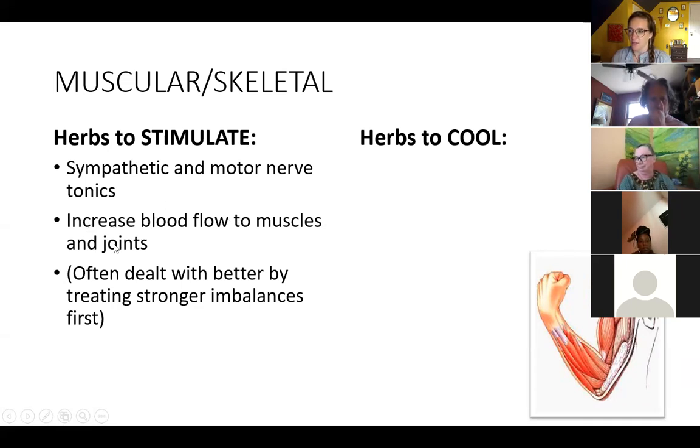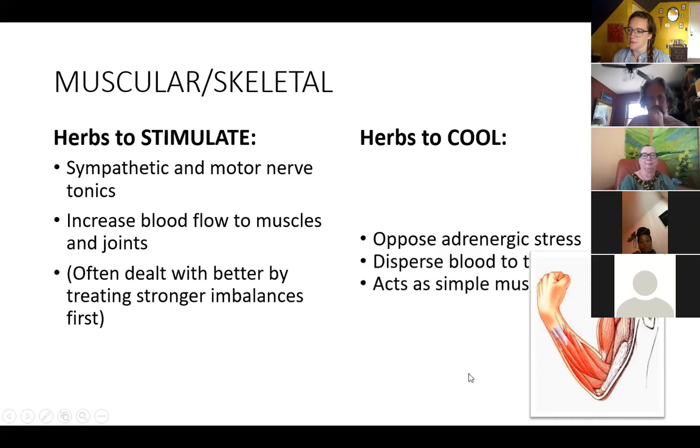Increasing blood flow to muscles and joints. Blood equals life flow. Blood is life. And it's often dealt with better by treating stronger imbalances first. So, yeah, usually something is causing this imbalance to happen, and you've got to start somewhere else.